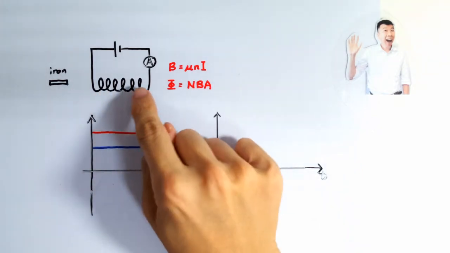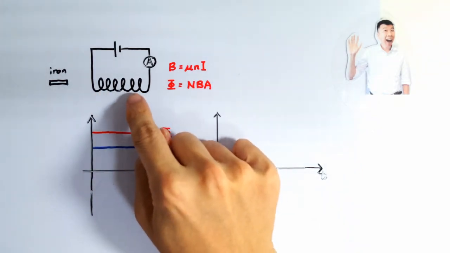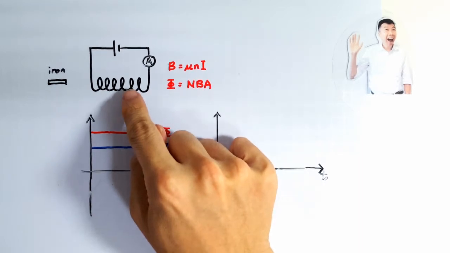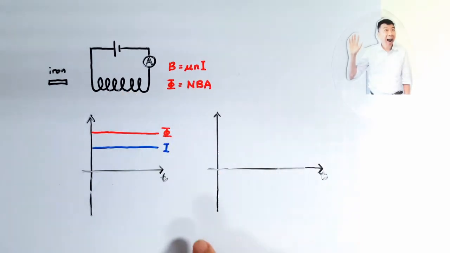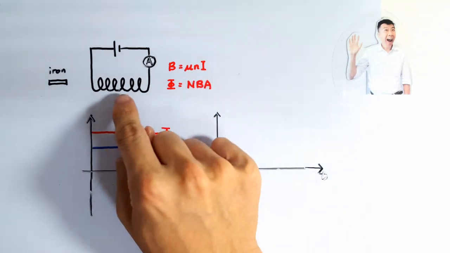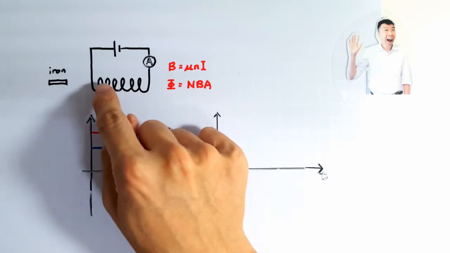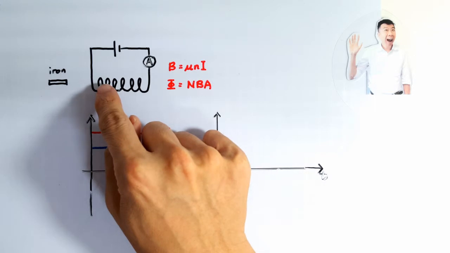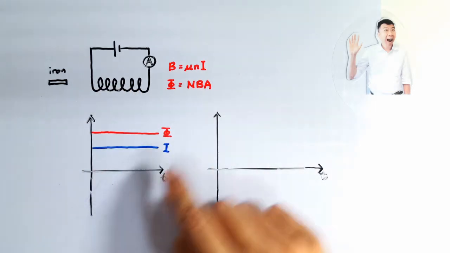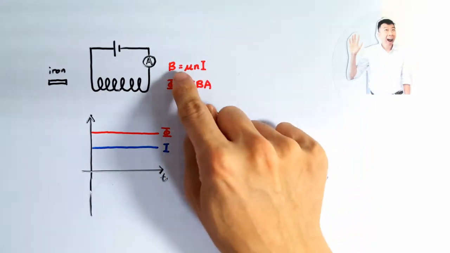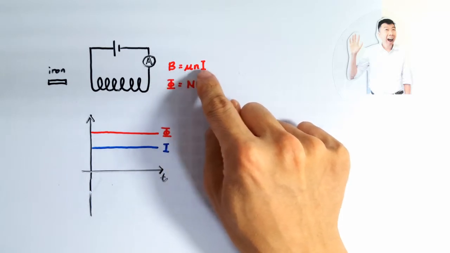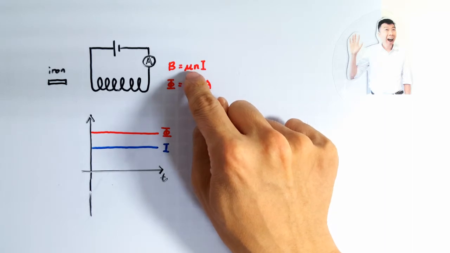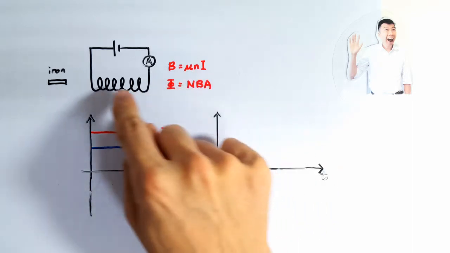When the iron rod is in the coil, the magnetic flux density in the coil is going to increase. There are two ways to explain this. The first way is the magnetic flux density in the coil is dependent on the magnetic permeability of the medium in the coil. Some of you may actually know the formula for the magnetic field created by a solenoid. It's given by mu and I, and this term here, mu, is the magnetic permeability of the medium.